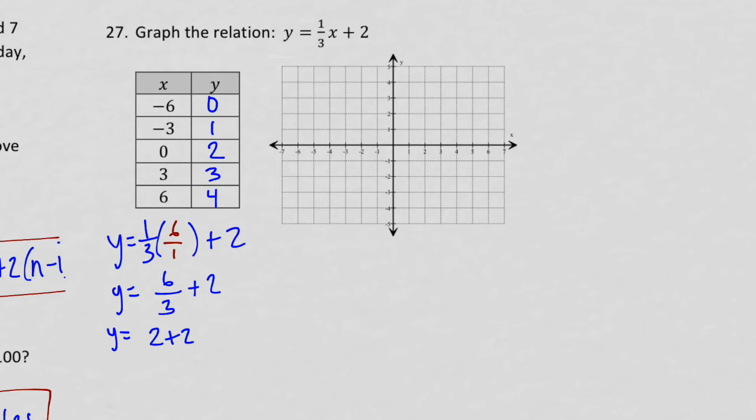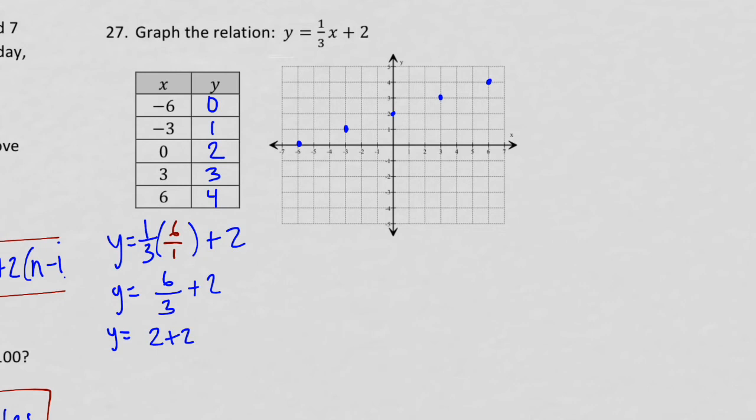So negative 6, 0. Negative 6, 0 right there on the x-axis. Negative 3, 1. A little bit above. 0, 2. Right there. 3, 3. 3 to the right, 3 up. And 6, 4. 6 to the right, 4 up.